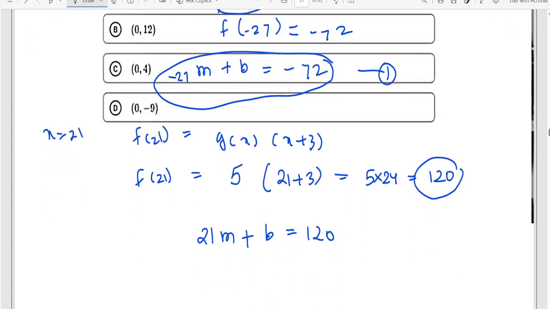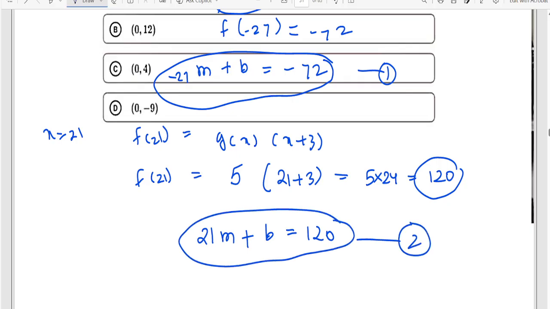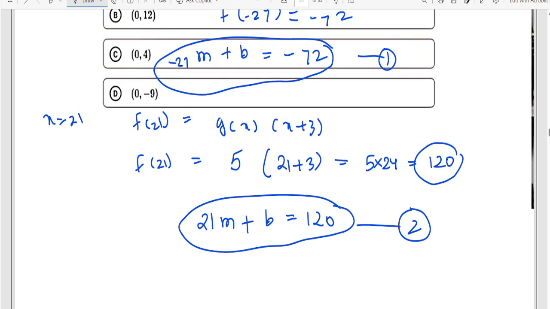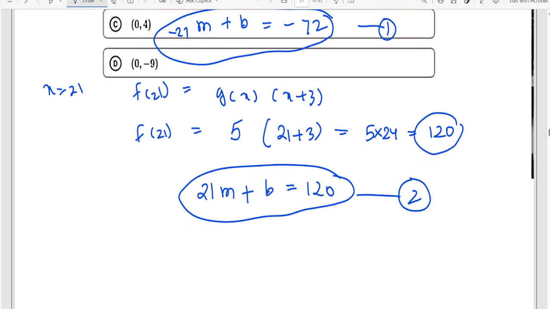Now I got one more equation. So I have two equations now. I need to find b, right? I can solve these two and find b. So first of all, if I subtract the first equation from the second to eliminate b, because this is 27m, this is 21m. If I subtract them, this is plus b, this is going to be minus b, and they will cancel out with each other.